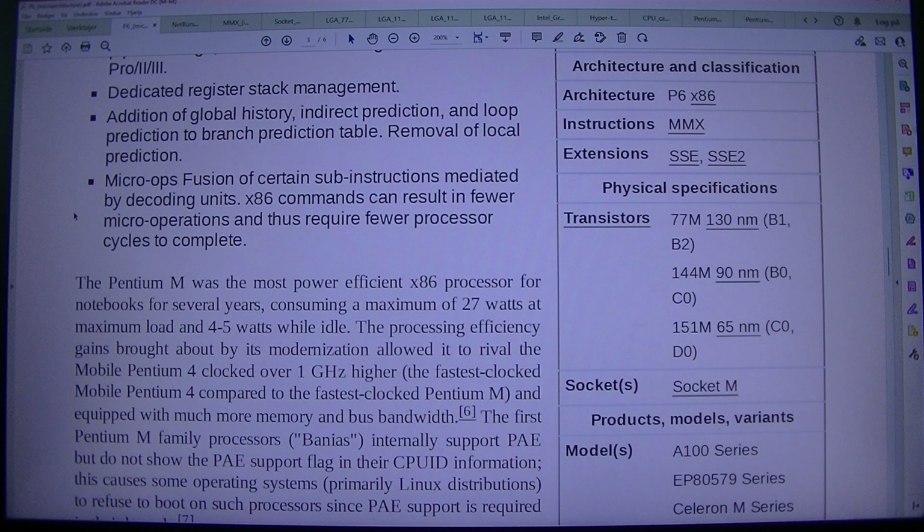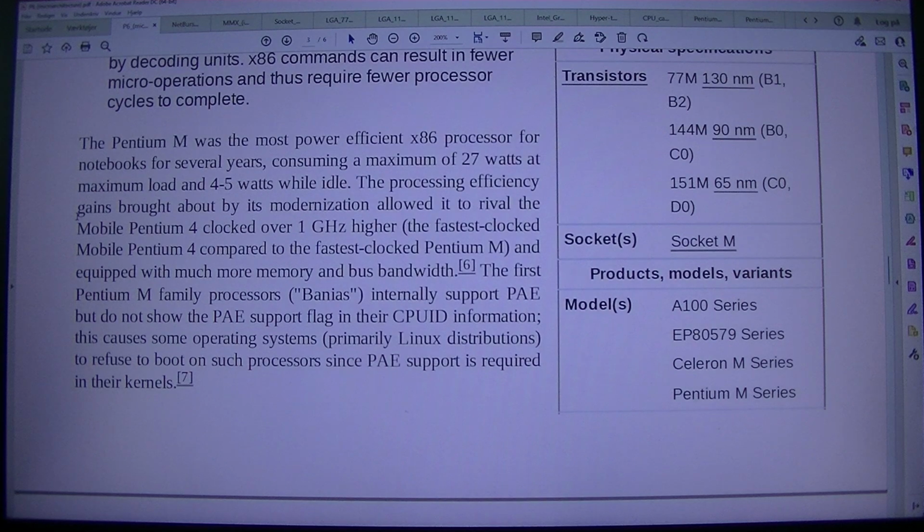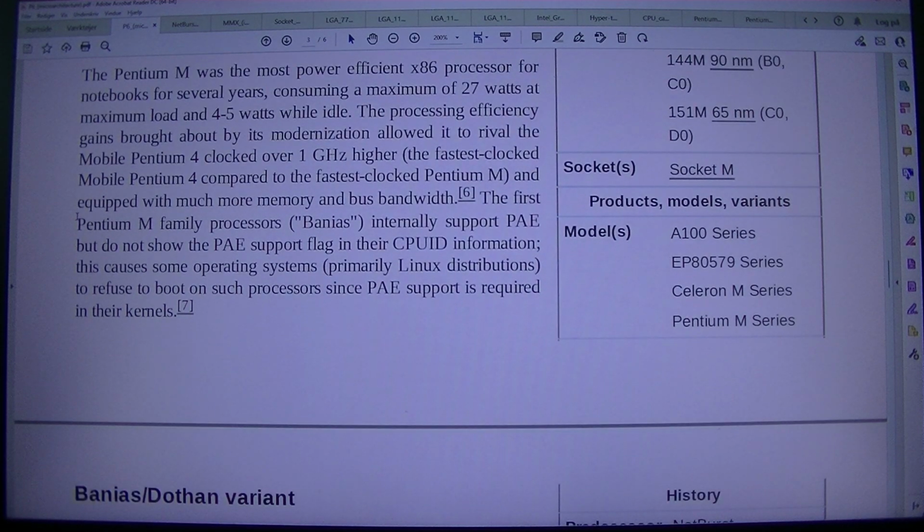The Pentium M was the most power-efficient x86 processor for notebooks for several years, consuming a maximum of 27 watts at maximum load and 4 to 5 watts while idle. The processing efficiency gains brought about by its modernization allowed it to rival the mobile Pentium 4 clocked over 1 GHz higher, comparing the fastest clocked mobile Pentium 4 to the fastest clocked Pentium M, and equipped with much more memory and bus bandwidth.